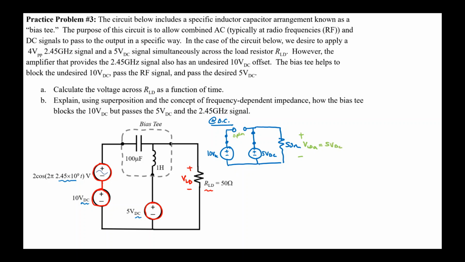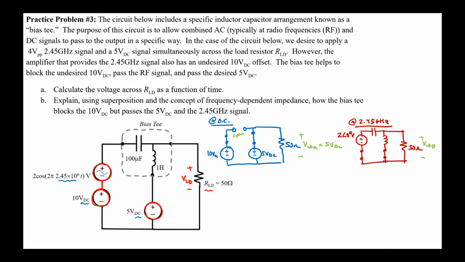We get a different circuit at the 2.45 gigahertz frequency. In that circuit, I keep my 2.45 gigahertz source and I make shorts of my DC sources. The 2.45 gigahertz source can become a phasor, 2 angle 0 degrees volts, and then I'll have a capacitive impedance and an inductive impedance at that frequency. The resistor again will stay the same at 50 ohms. The target in this subcircuit is V load B.